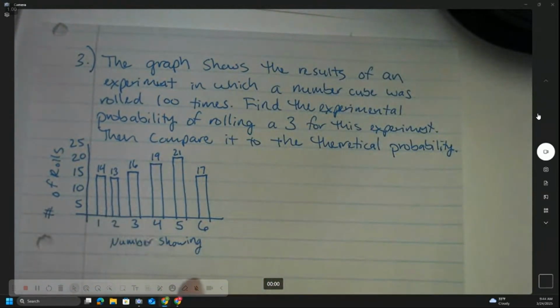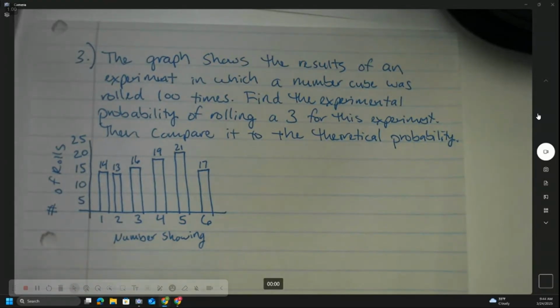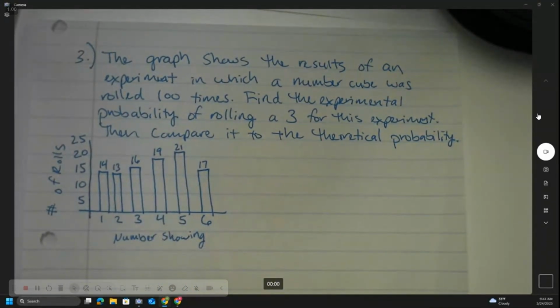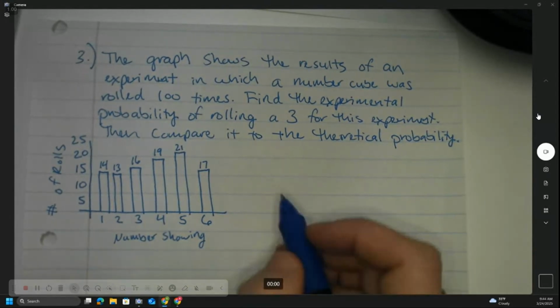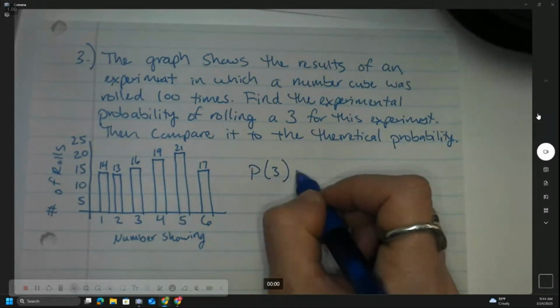Well, after doing the experiment, this is how many students or number of rolls. So out of 14 rolls, there was a 1. Okay? Out of, I'm sorry, out of 13 rolls, they showed a 2. Out of 16 rolls, it was a 3. Out of 19 rolls, it was a 4. Okay, and so on. What this problem's asking is, what is the probability if you were to roll a 3?